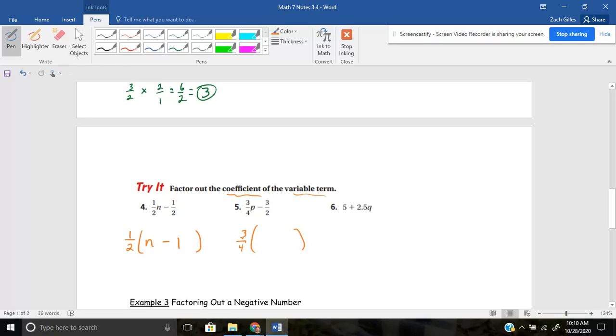So 3/4 divided by 3/4 is 1p, or just p, minus, then I need to take 3/2 and divide it by 3/4. So it's going to help me to write that out. 3/2 divided by 3/4. And again, I'm going to keep, flip, flop. So 3/2 times 4/3. That would give me 12/6, which would simplify to 2. So 3/4 times p minus 2.